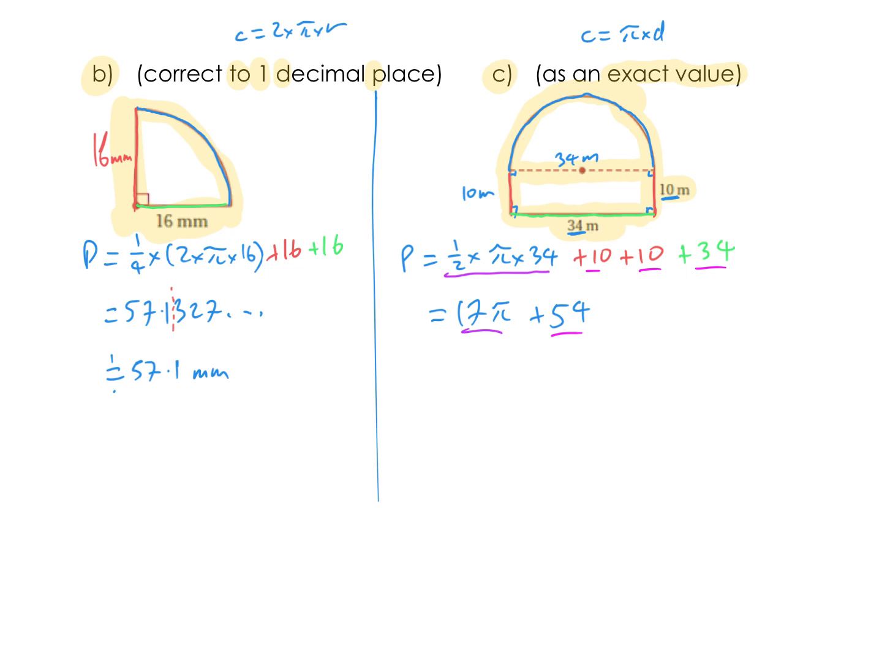Okay, now I've got 17 times pi plus 54. There is actually no way to combine these. This one has a letter and this one doesn't have a letter. They need to have exactly the same letters to combine them. So it stays as it is. It stays with a plus sign. That's my final answer. I just need to write the units, meters, and we're done.